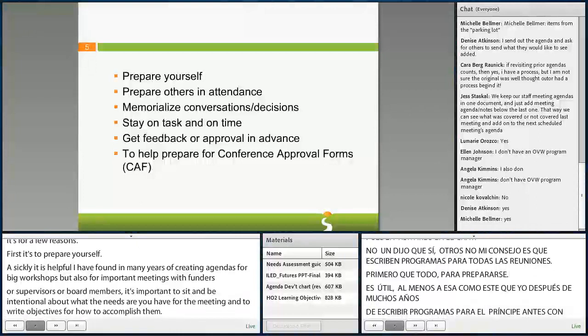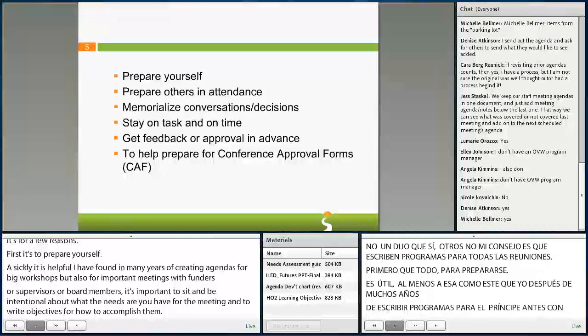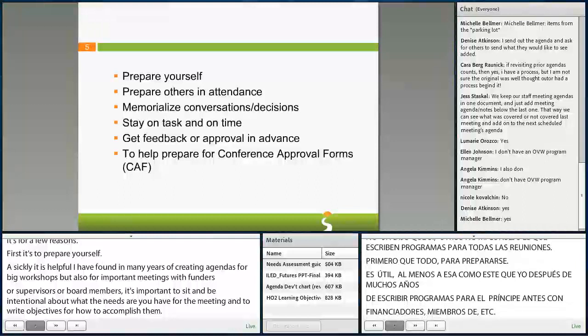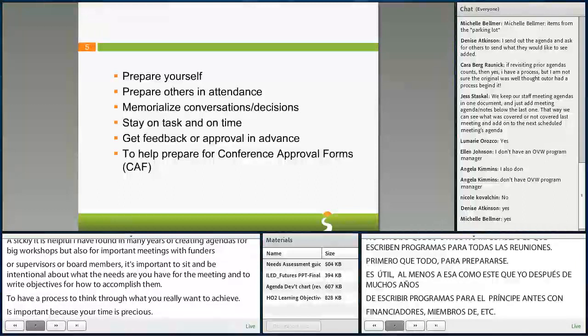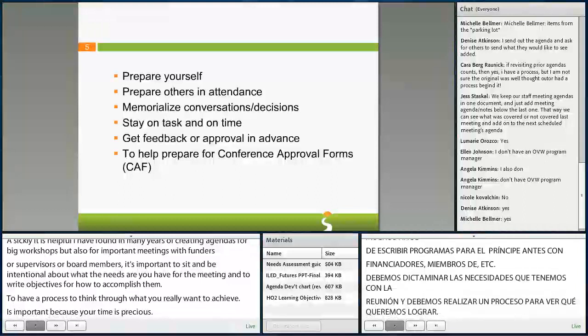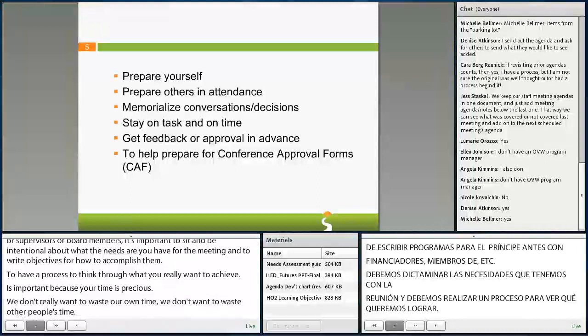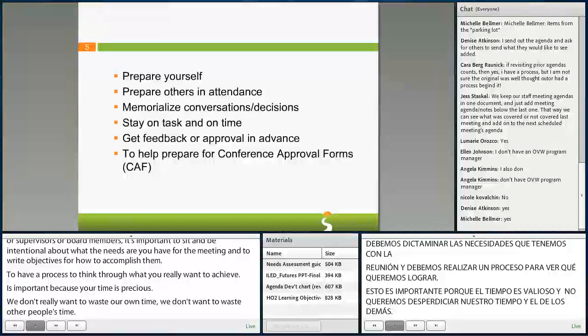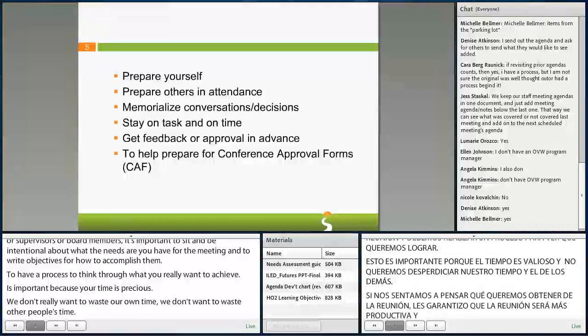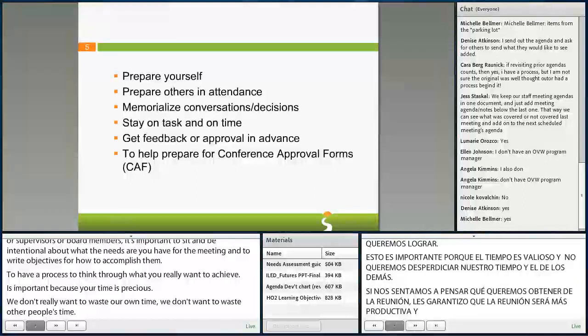And it's important because your time is precious, right? We don't really want to waste our own time. We don't want to waste other people's time. So if we sit and think about what we really need to get out of meetings, I can guarantee that you're going to have a more productive meeting, and you will walk out of there instead of feeling like, oh great, we just spent another 2 hours of our workday in a meeting that went nowhere. Instead, you can really think, okay, well, we got a lot accomplished. We sort of met the objectives for what we were trying to do.